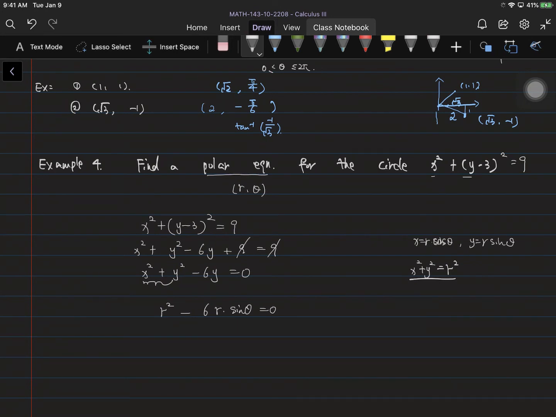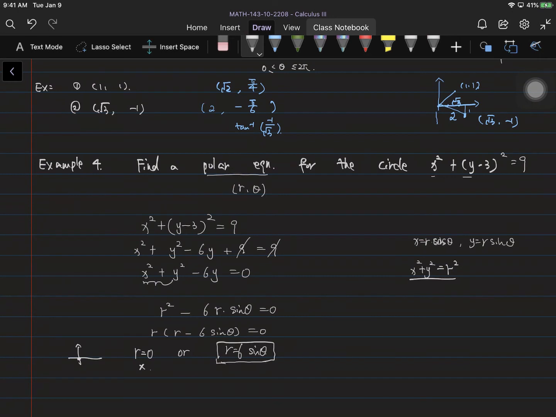And if we simplify, this is r minus 6 sine theta equals 0. If we factor r out, that means r equals 0 or r equals 6 sine theta. Okay. r equals 0 just means a point here. But this is a circle, right? Definitely a circle. So we choose that one.